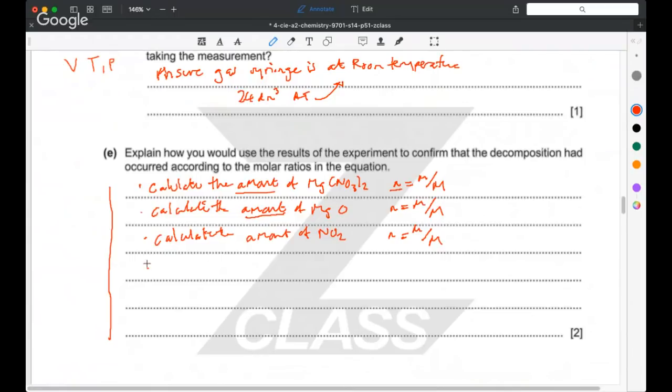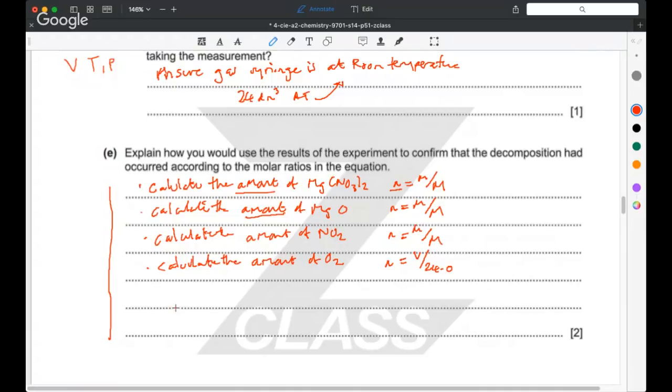We can then calculate the amount of oxygen. Now that's slightly different because we don't have a mass of oxygen, instead we've got a volume of oxygen. But it's very similar. So the amount of oxygen is the volume of oxygen divided by the molar volume, which was 24.0 decimeters cubed, wasn't it? Okay, so we've got the amount of magnesium nitrate, the amount of magnesium oxide, the amount of nitrogen dioxide, the amount of oxygen.